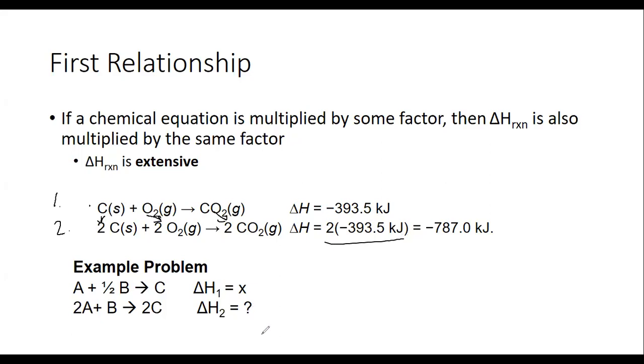In our example problem here, I have A plus 1/2 B goes to C is X. If I have this second equation, which is the same as the first equation except everything's doubled, delta H is 2X. So that's our first relationship. If I multiply my equation by something, my delta H has to be multiplied by that. If I divide by something or multiply by a fraction, I have to do the same thing. So anything you do to your equation, you do that to delta H too.